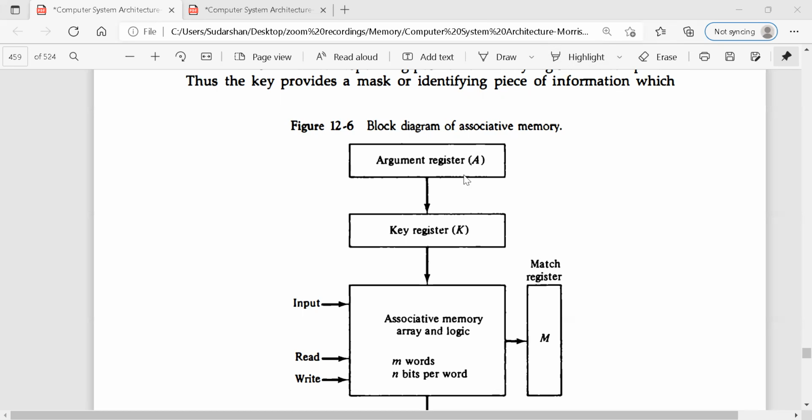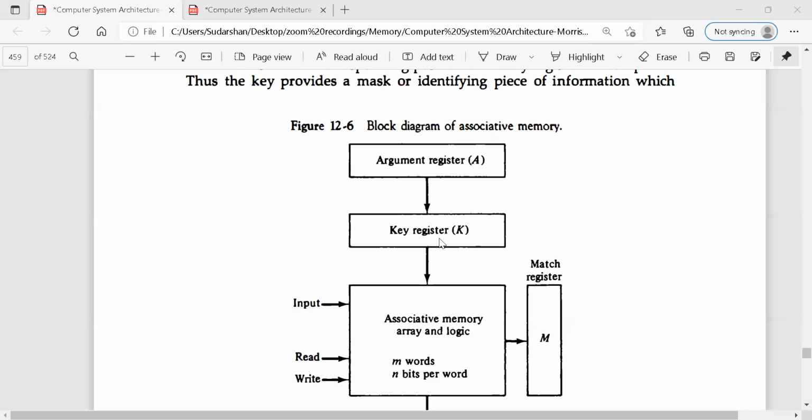This is the block diagram of associative memory. You could see the diagram. The first register is called the argument register, labeled as A, which will contain the content to be compared. Assume it is going to be n bits, small n. N indicates the number of bits to be compared.